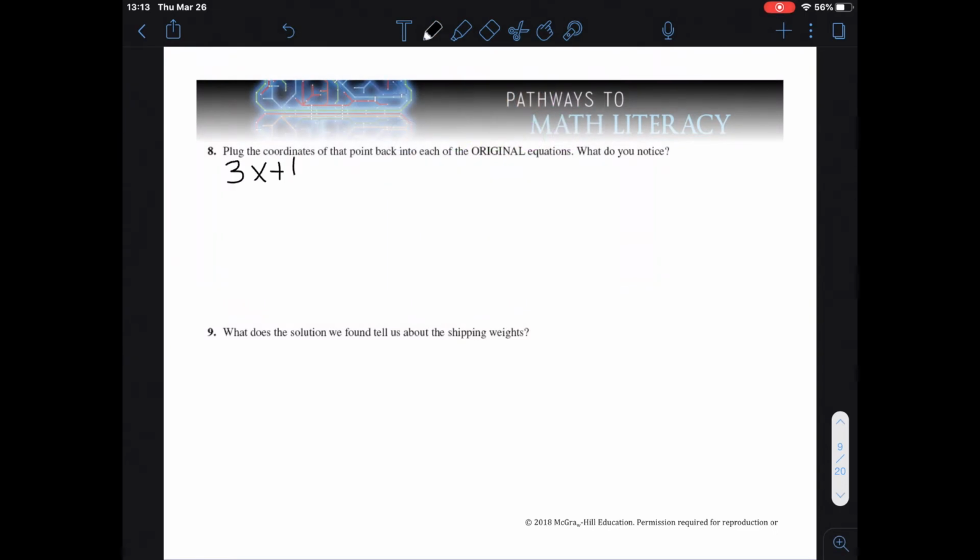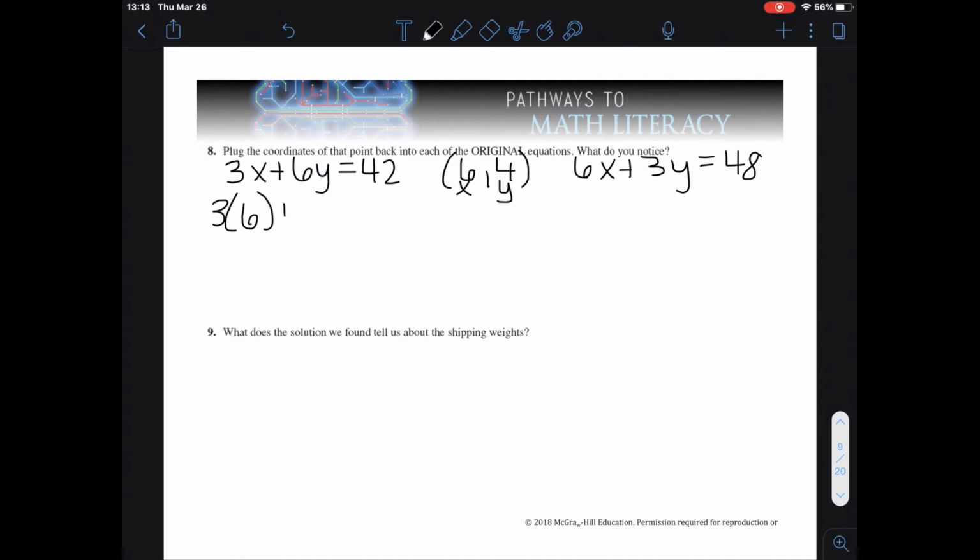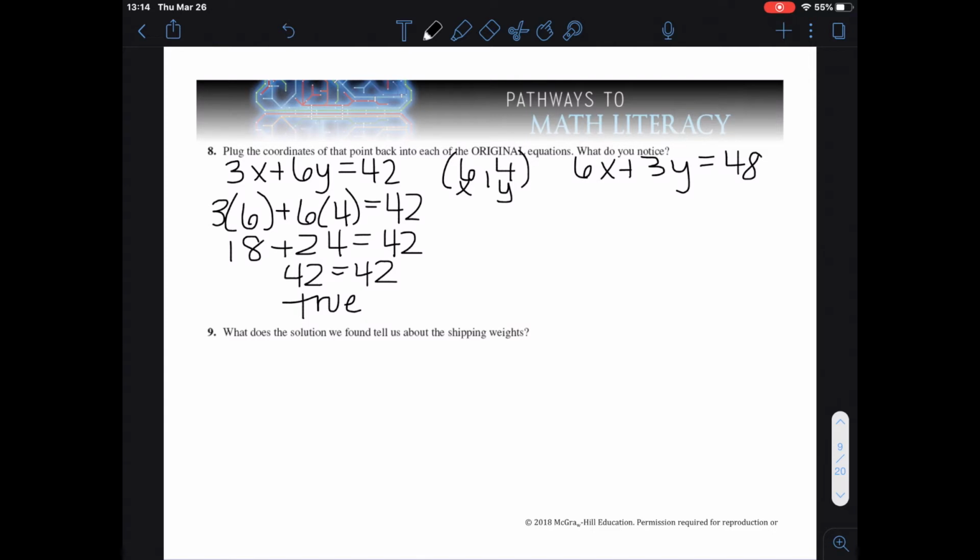We've got 3x plus 6y equals 42. And we've got 6x plus 3y equals 48. And we're going to plug x is 6 and y equals 4 into both equations. So remember, it goes x, y, always alphabetical order. So we get 3 times 6 plus 6 times 4 equals 42. That's 18 plus 24 equals 42. And that's just 42 equals 42. So you get a true equation here.